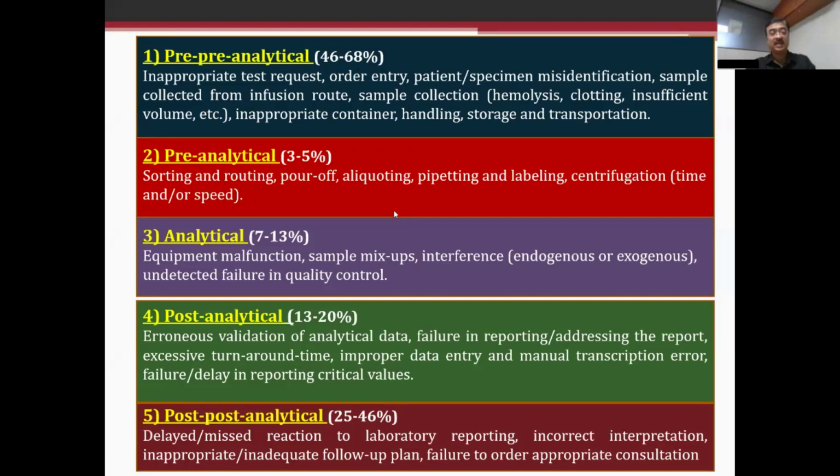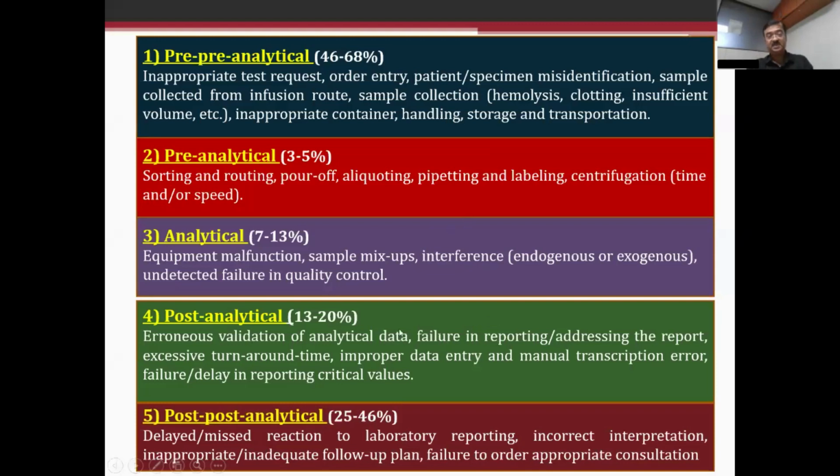Analytical errors are actually fewer, like equipment malfunction, sample mix-up, interferences. Interference can be endogenous or exogenous. Endogenous means sometimes your own sample contains some interfering substance, which is very difficult to manage. Exogenous means interference coming from some other external source. These are analytical errors, and obviously failure in quality control is one of the typical ones.